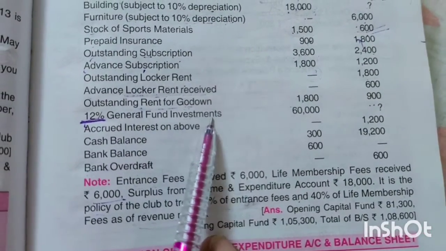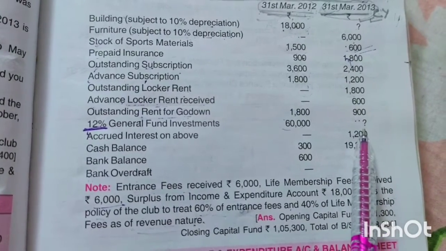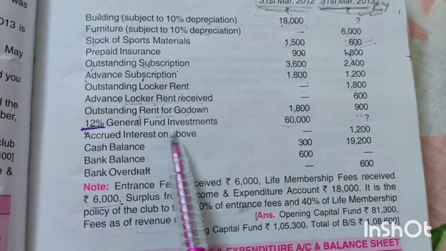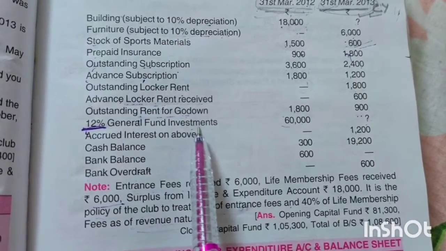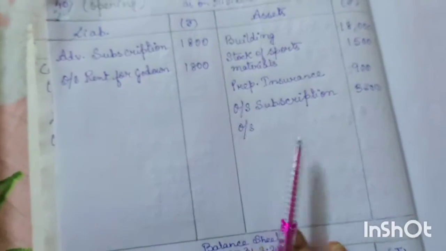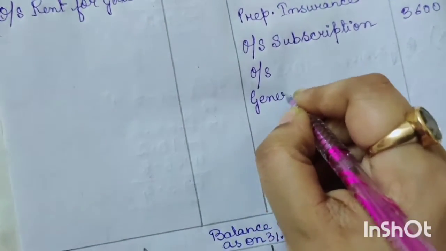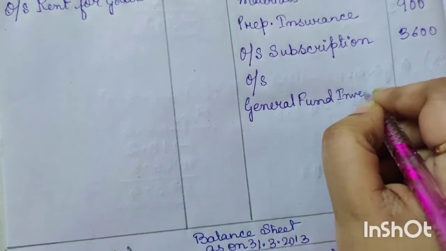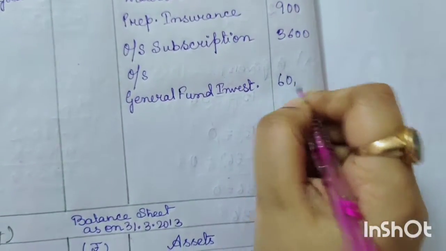Okay, now next, 12% general fund investment 60,000, but see the closing balance is not given, question mark is given. That means you have to calculate this balance. Now 12% general fund investment means 12% is the interest rate on investment which you will get. Okay, so general fund investment should be recorded in the asset side because we record investment in the asset side. So we will write here general fund investment. So in the opening balance we have 60,000.